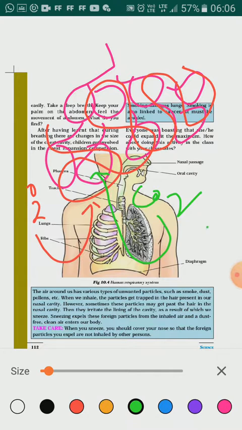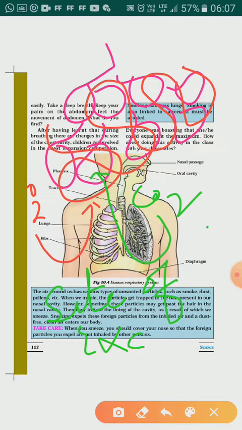That's why alveolus is called the place of exchange of gases, or the site of exchange of gases. So this is how the exchange of gases happens. What is the place where the exchange of gases happens? That is the alveolus. Alveolus is a bunch of grape-like structure.